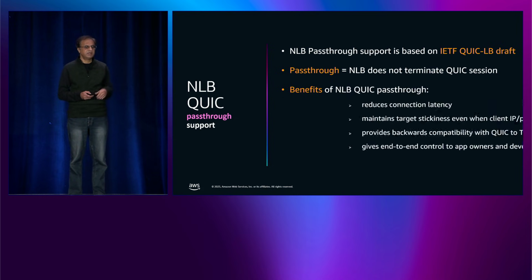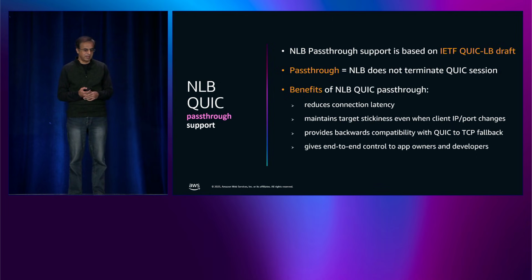And what are the benefits of NLB with the QUIC pass-through feature? There are four benefits. Number one, it reduces the connection latency, and we looked at why. Number two, it maintains target stickiness even when the IP address or port of the client changes. Number three, it ensures backward compatibility. We have added a feature called QUIC and a TCP listener. So by default, you can start a QUIC connection, but if your targets are not capable of supporting QUIC, it will fall back to TCP. So you have a fallback option.